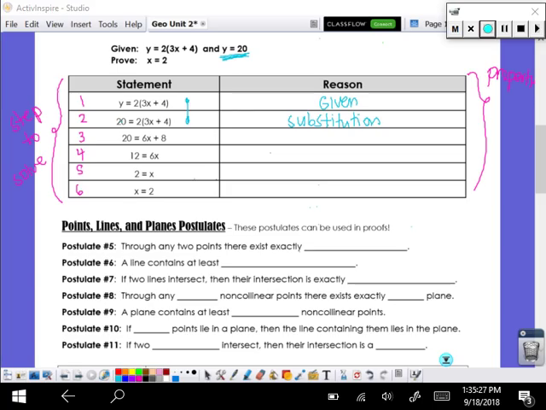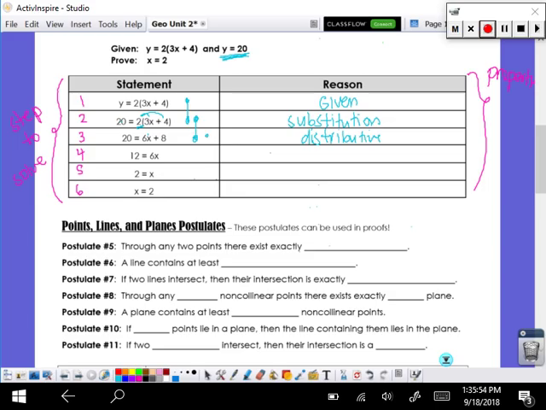Now how did I get from step 2 to step 3? What's different? The 20 is the same, but something over here on the right side has changed. 2 times 3 gives me that 6, and 2 times 4 gives me 8. I remember that's going to be the distributive property. I took my coefficient 2 and multiplied it by both terms to get 6x plus 8.